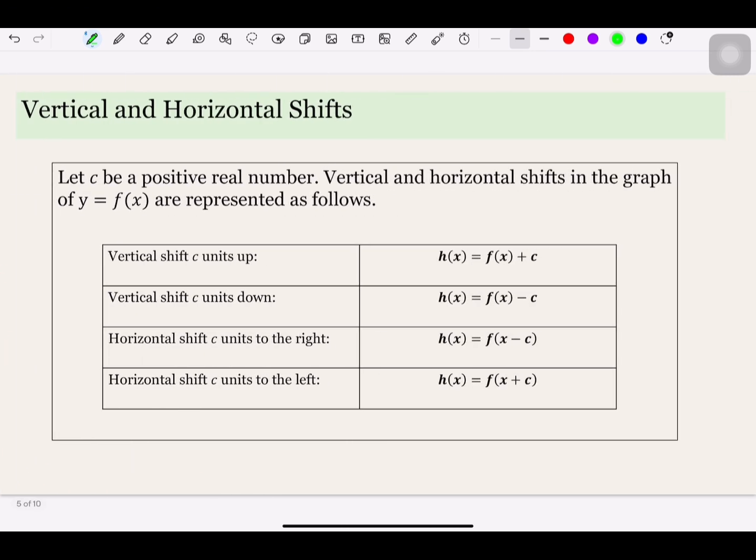So now let's move into a few examples using horizontal shifts. Remember, in horizontal shifts, if you subtract a constant from x values, then your function or graph moves to the right. While if you add the constant, then your graph will move to the left.